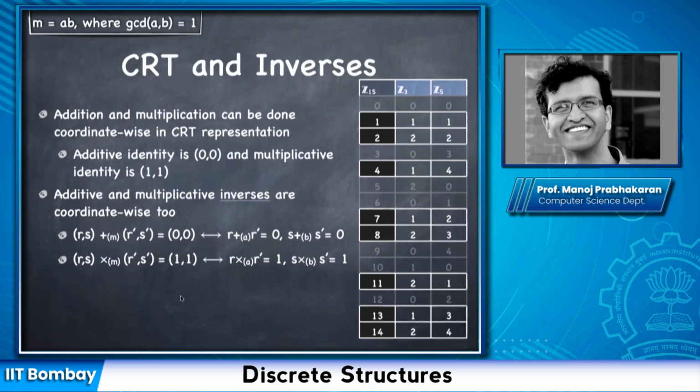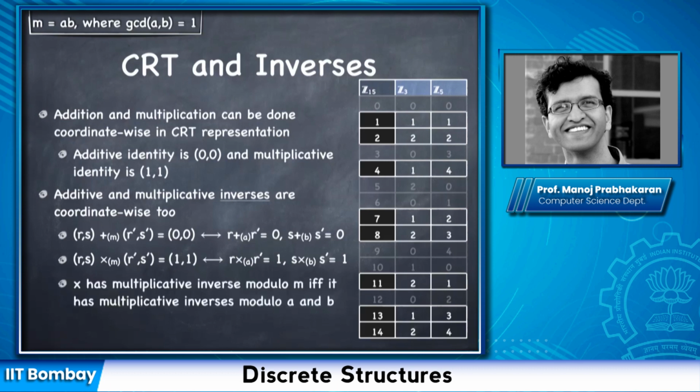But in terms of which ones they are using CRT, there is a very simple characterization. At least when A and B are prime numbers, distinct prime numbers, then it just means in the CRT representation, neither coordinate is 0. That's when it has a multiplicative inverse. Okay. So an element X has a multiplicative inverse modulo M if and only if it has multiplicative inverses modulo A and modulo B.